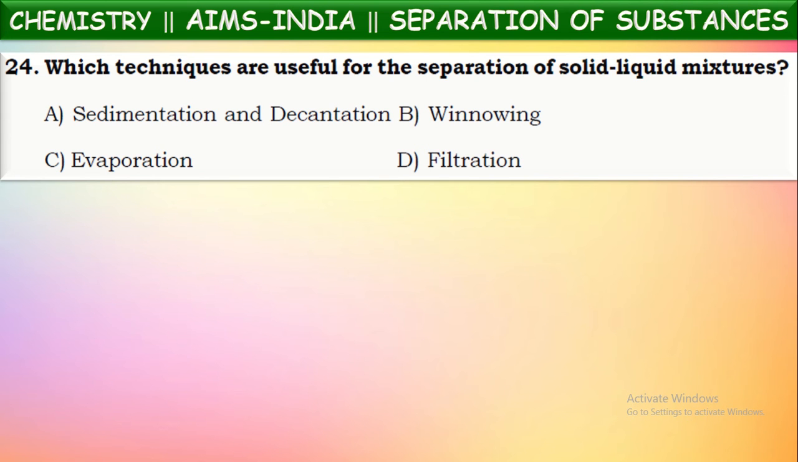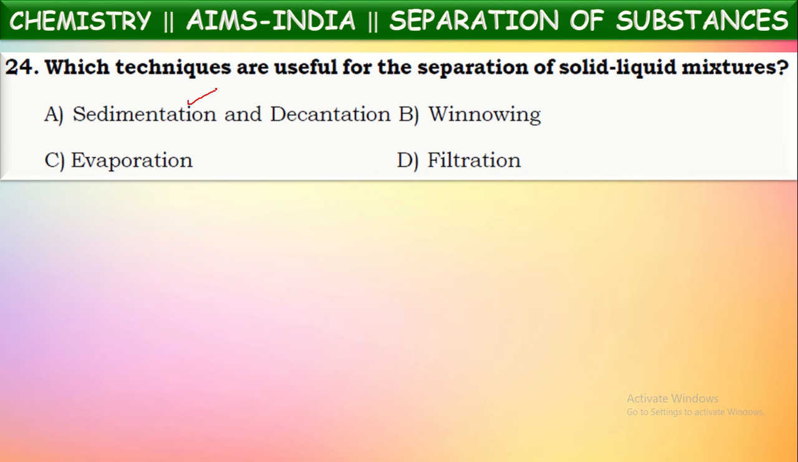Which techniques can we use for the separation of solid liquid mixtures? You see here they have given 4 separation techniques. Out of these 4, which can be used for the separation of solid and liquid mixtures? First one, the technique given is sedimentation and decantation. Where do we use this separation technique called sedimentation and decantation? For the separation of solid insoluble substance from the liquid. So a solid liquid mixture can be separated by using sedimentation and decantation.